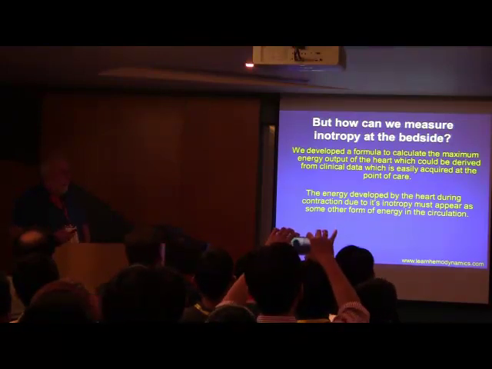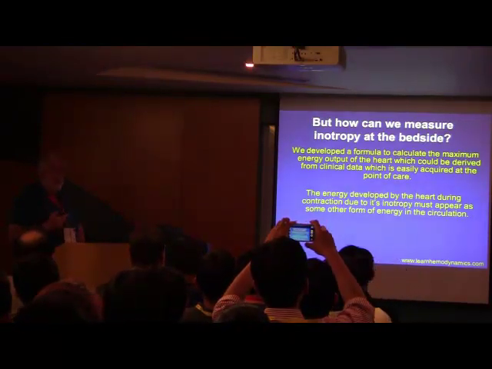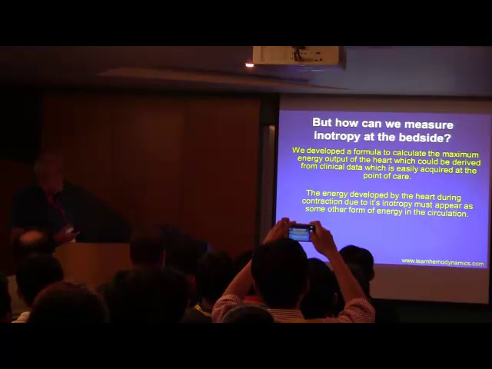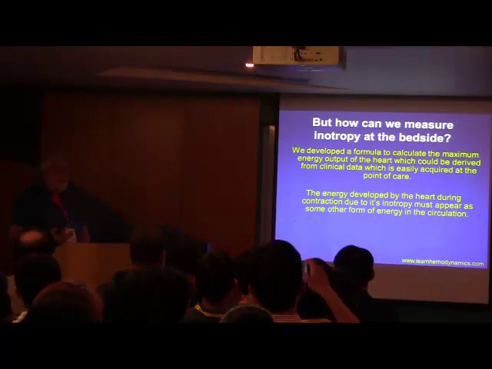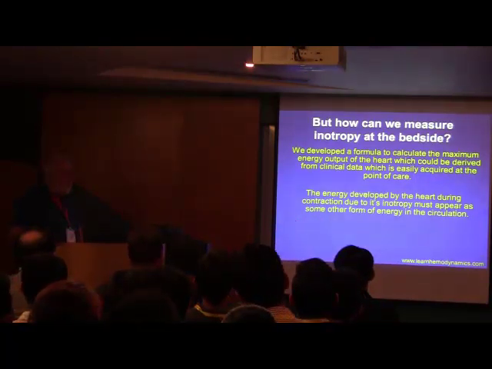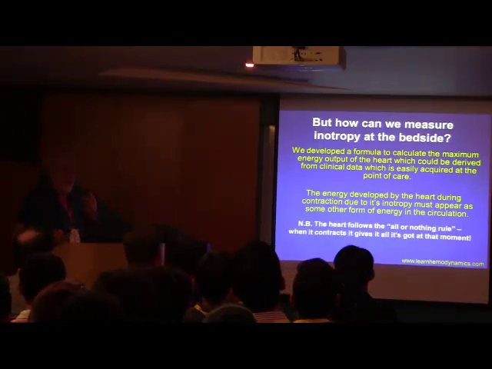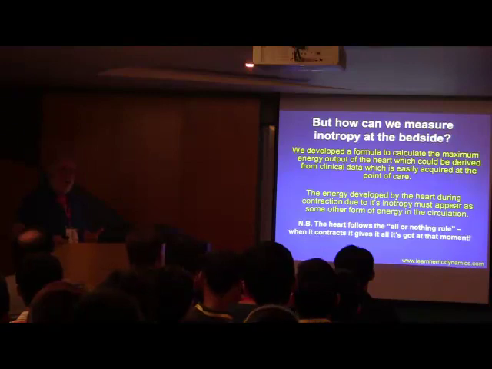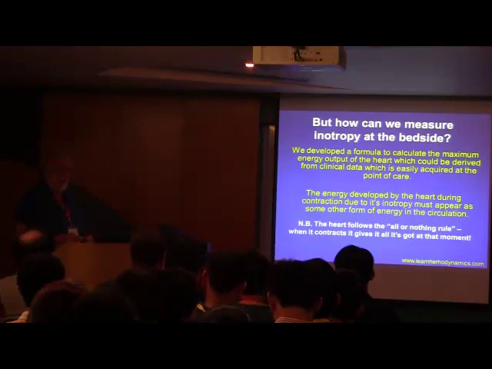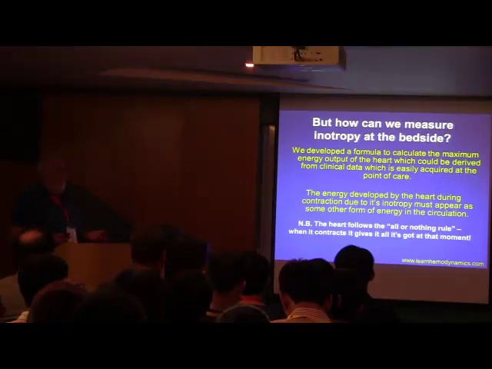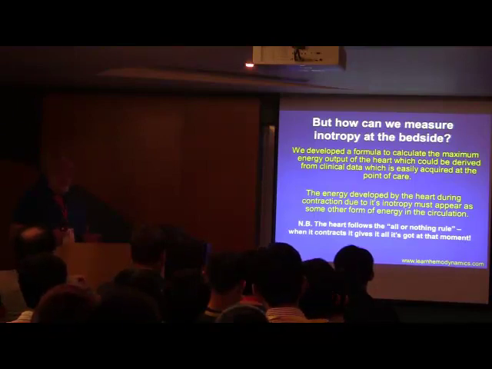And that energy that comes out of the heart during contraction, which is a function of its inotropy, must appear as some other form of energy in the circulation. And it follows that the heart always contracts with all it's got at that moment. It follows the all or nothing principle. If you pardon the pun, there is no such thing as a half-hearted contraction.